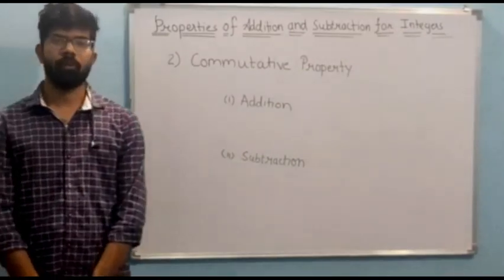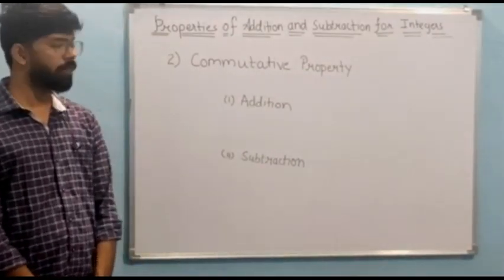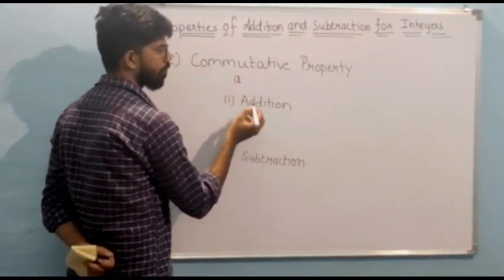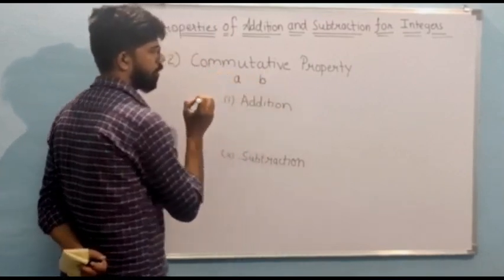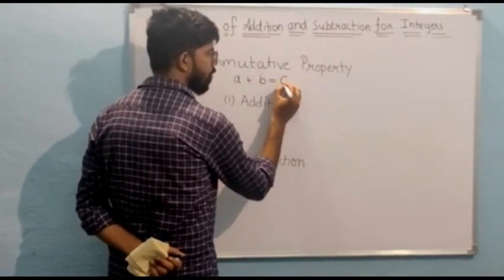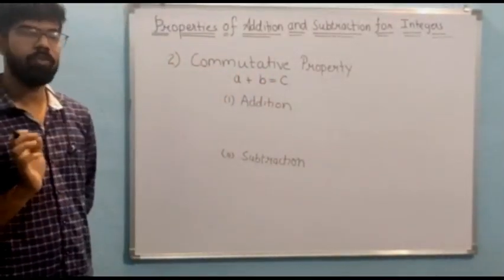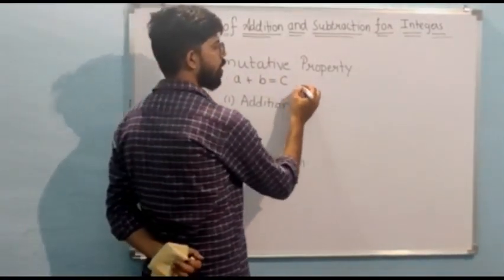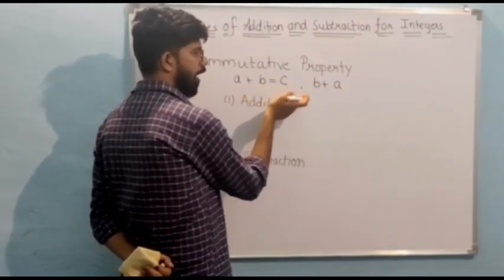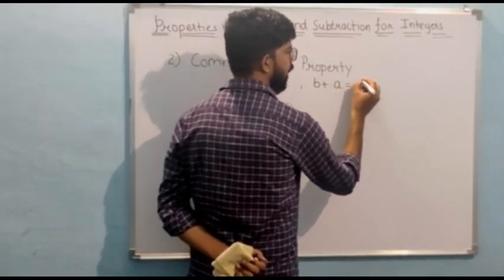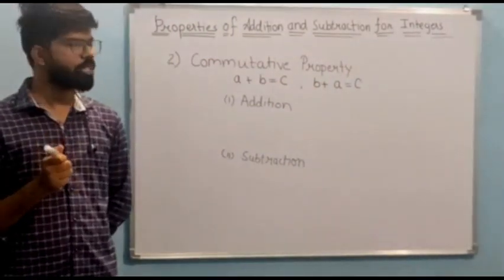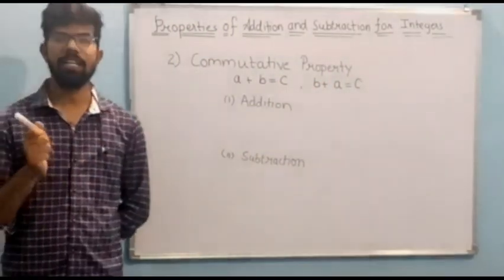The second property is commutative property. The meaning of commutative is that when we add two numbers, suppose a is an integer and b is also an integer, when we add both, we get some answer which is equal to c. If we interchange the integers, here a plus b and here b plus a, we also get c. This is commutative property.